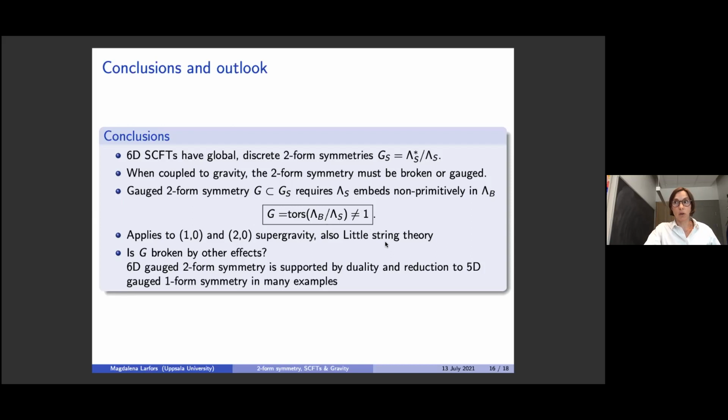And this applies to 1,0 and 2,0 supergravity. It also applies to little string theories. One can ask the question whether this group is broken by other effects, but at least in examples, we can see that duality supports that it's not.